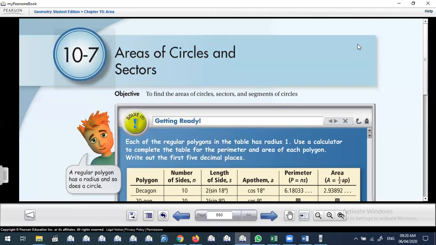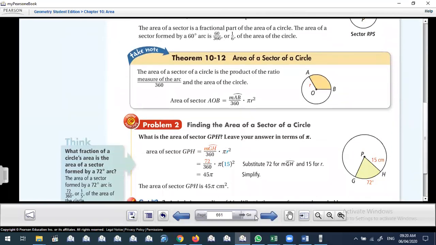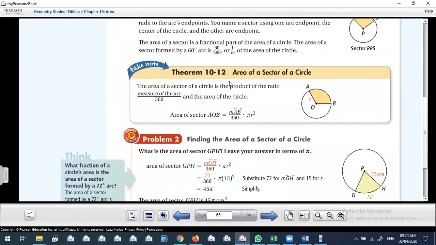How are you today? Our lesson today is the same lesson we studied yesterday, which is lesson 27, areas of circle and sector. Today we are going to continue our lesson. Let's start with the first rule of this part. We studied before how to find the area of the sector, and we said that area of the sector equals the measure of the arc related to this sector over 360 times area of the circle.